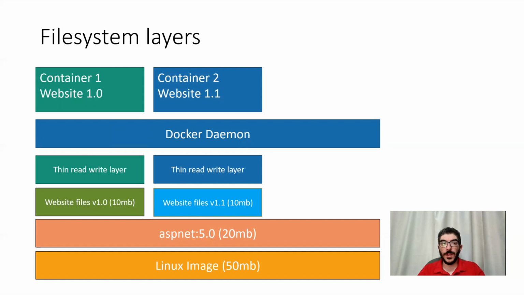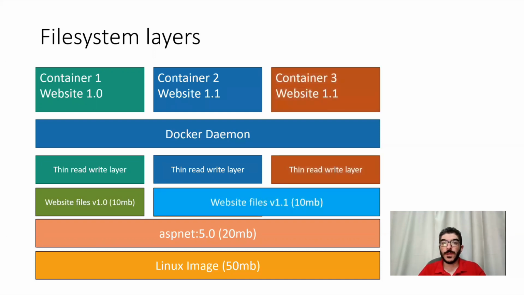Now, another example is, let's say I want to run this website 1.1. I want to have 2 instances of this website. I want to try running in a parallel environment or something like that. So I'll tell Docker, please use the same image from version 1.1 and create a new container. This means I'm creating container 3 for the same version, for the same image.